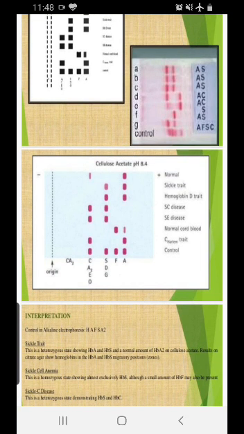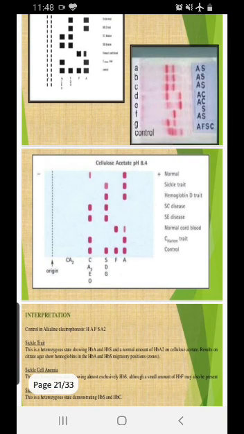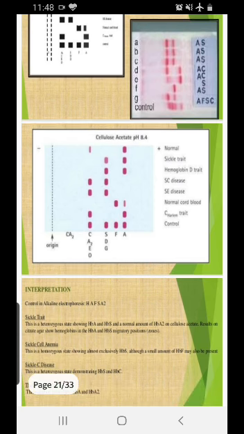So what do we do in such situations? We send the sample for HPLC, because HPLC is a procedure which can separate clearly all these bands. And another important thing to understand is that HPLC cannot differentiate between the alpha thalassemias. It can be used only for beta thalassemia bands.